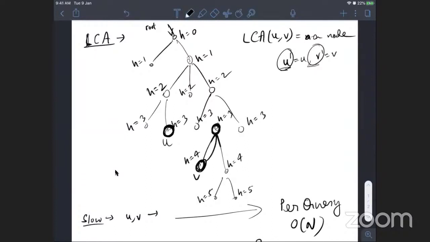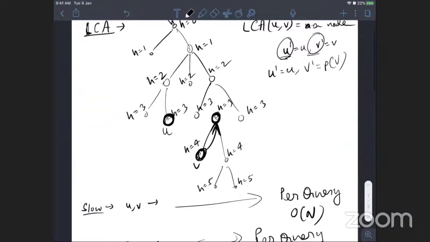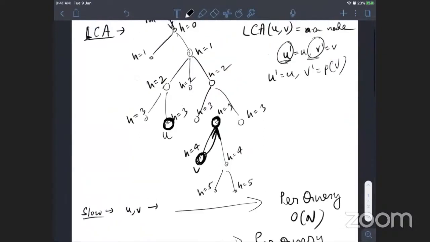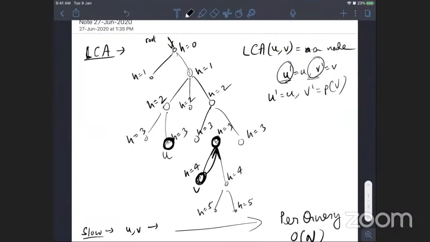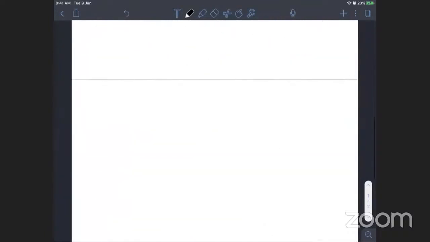Once he comes here, u dash will again be u, and v dash will technically be the parent of v, right? And now once we are at the parent of v, we'll again compare the heights of the two. His height is three, his height is three. So now we can arbitrarily pick anyone and climb them one more step up, and keep on doing this. And what's the breaking condition? The breaking condition is when both the nodes u dash and v dash are equal. That's the breaking condition.